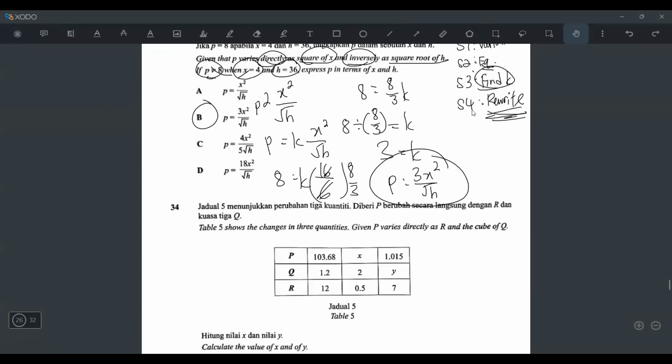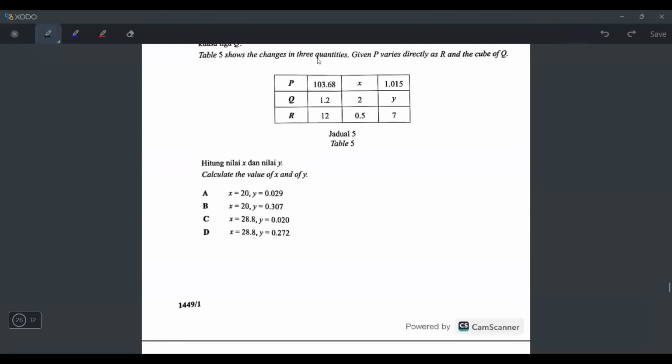But the first 4 steps is forever, is always like that, man. It's always these 4 steps. Okay, let's look at this. Table 5 shows the changes in 3 quantities P, Q, R. Given P varies directly as R.